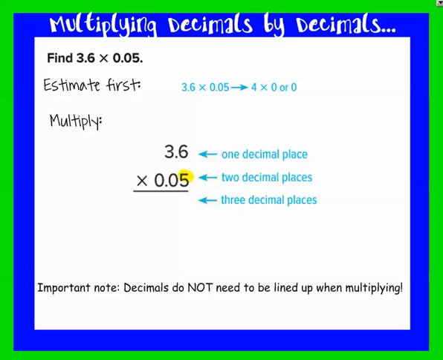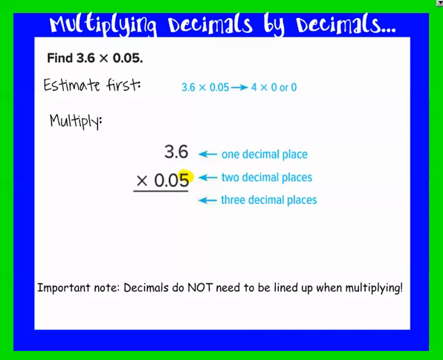Let's start by looking at multiplying 3 6/10 times 5/100. And if you think about 3 6/10 as money, that's like $3.60. So as we estimate, we can recognize that that's closer to $4 than $3. So we can round up, and 5 cents is really close to 0. So we're looking at an estimate of 4 times 0, or 0. So at this point, we can set up our multiplication problem.